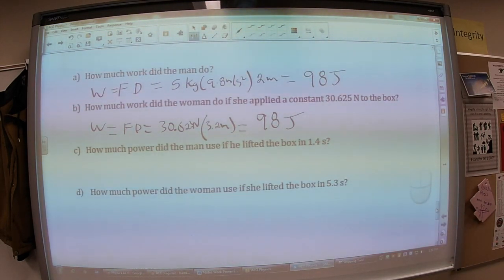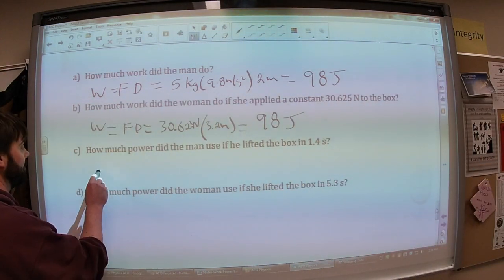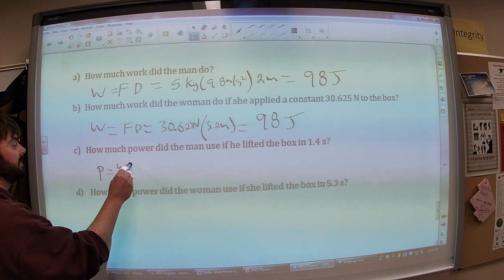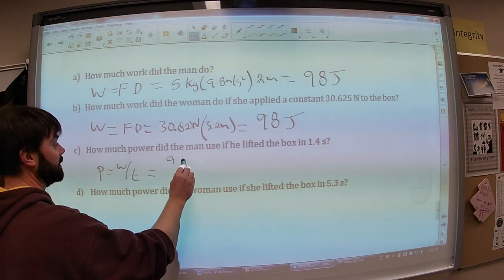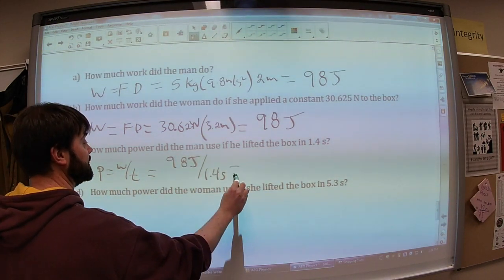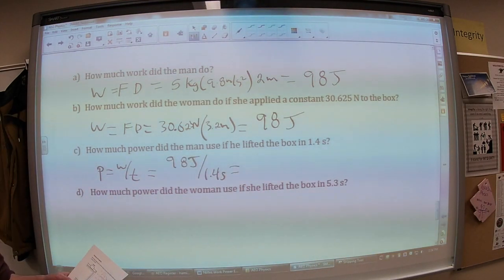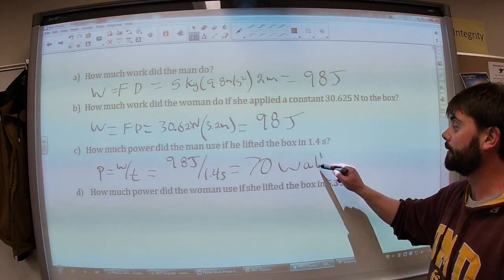Letter C, how much power did the man use if he lifted the box in 1.4 seconds? Well, again, power is work divided by time. So we know that the man did 98 joules of work, and they're saying 1.4 seconds for his total time. So if we divide that out, we get about 70 watts of power.